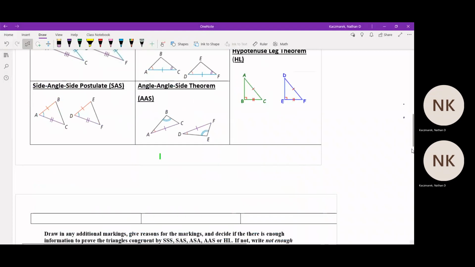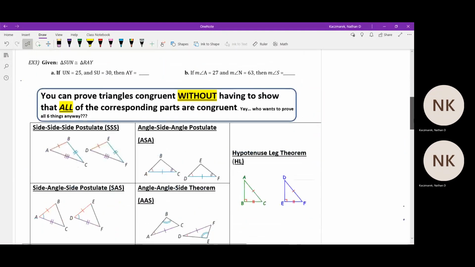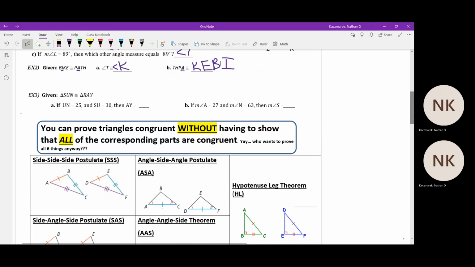Exercise 3. So I got that SUN is congruent to RAY. I got a triangle going on, but I don't have a picture for my triangle, so you know what I'm going to do? I'm going to draw it. It's always easier to draw. Okay. These are my vertices, so S, U, N. It does not matter what order I put it in, as long as I do the same order as on my second triangle. So I put the first one on the top.